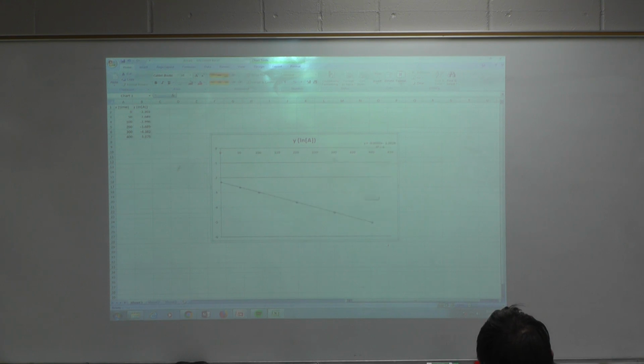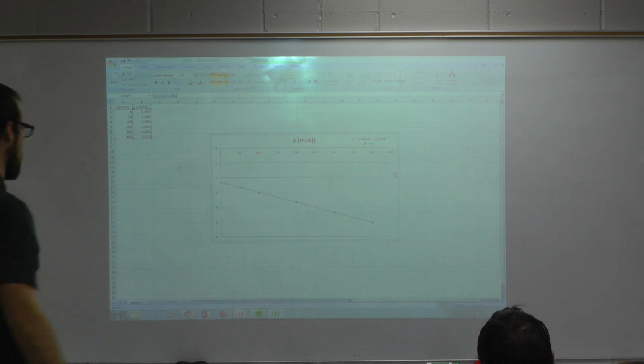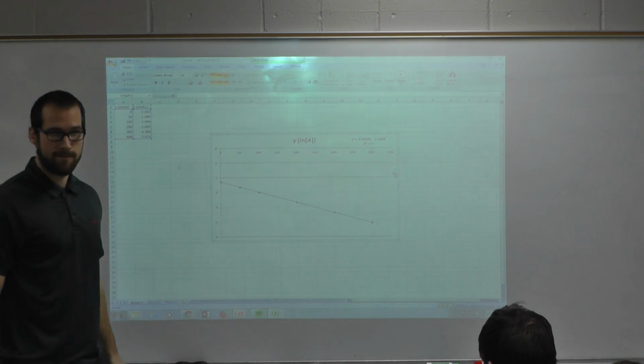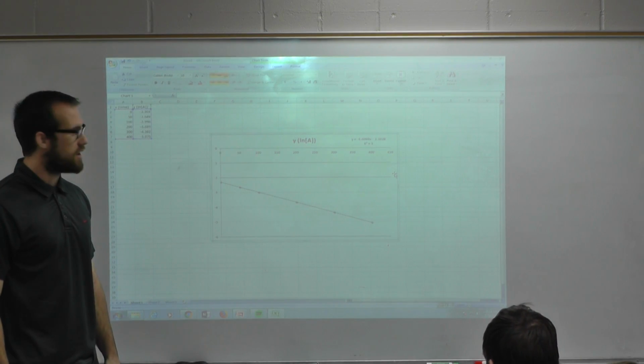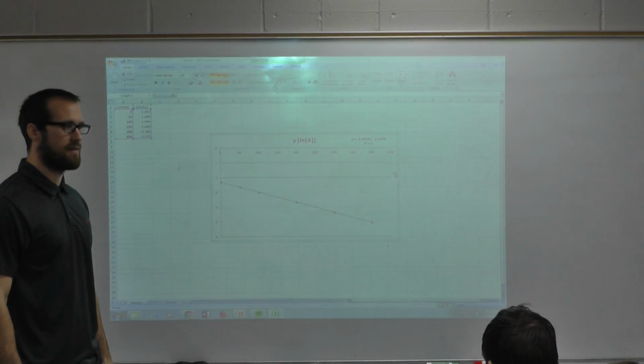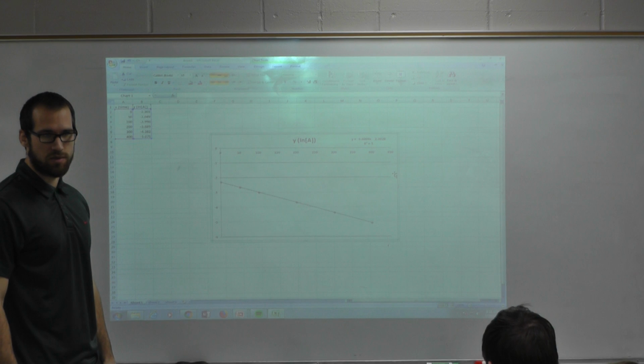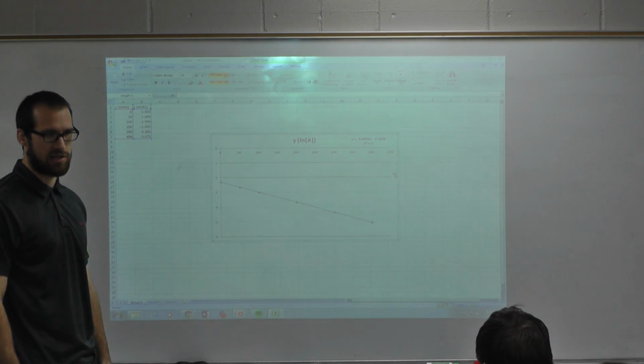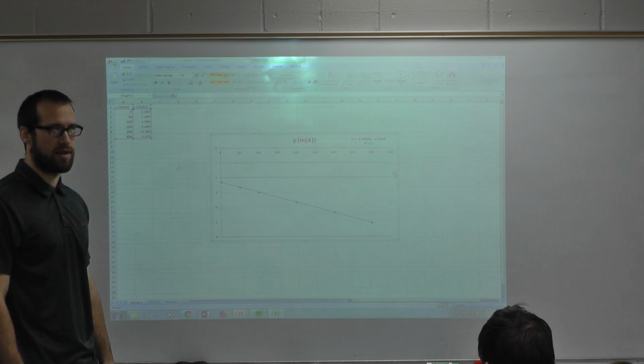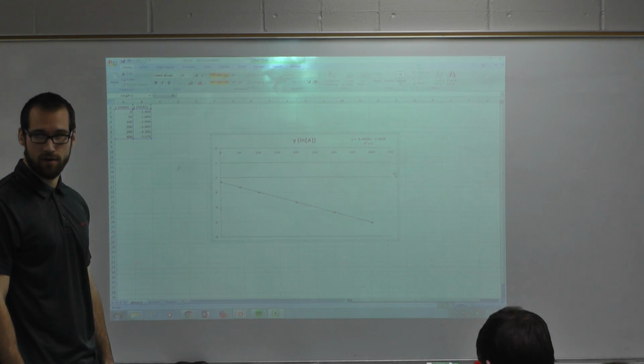I can delete this, that's not important. We'll move this up here. Okay, so let me kind of interpret this for you. Anybody see that well enough? I need to blow this up a little bit more. First off, does anybody know what the R squared value tells you? How accurate it is. So if you have an R squared value of 1, it is a perfect fit, which would tell you that this particular reactant is first order.